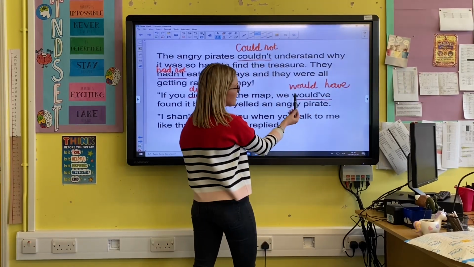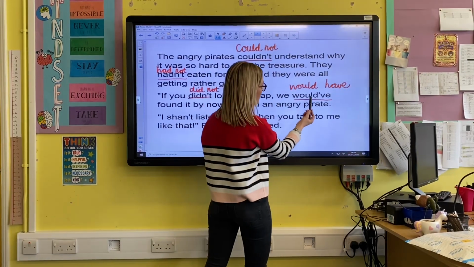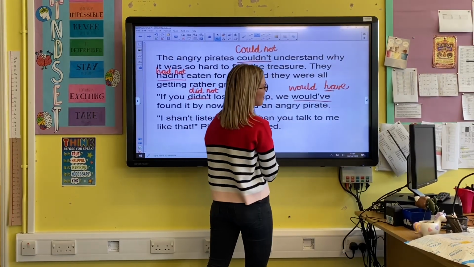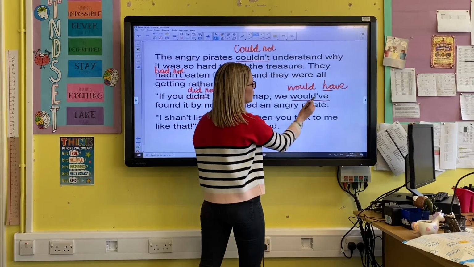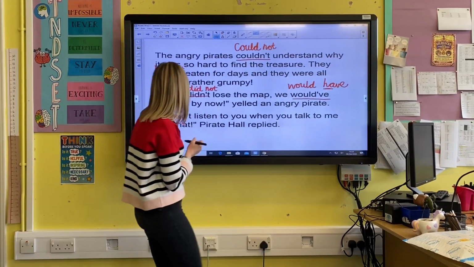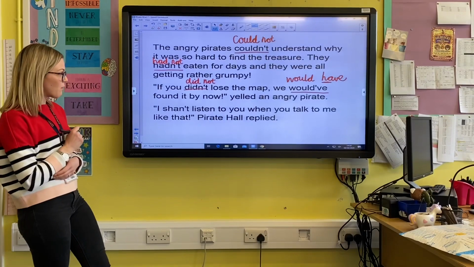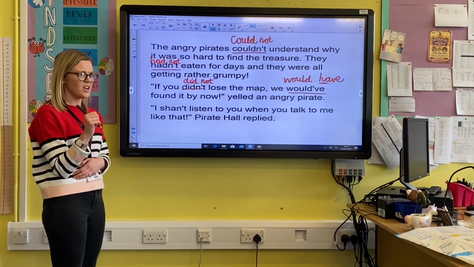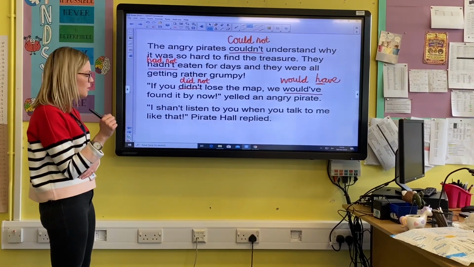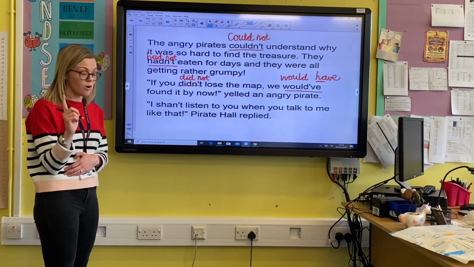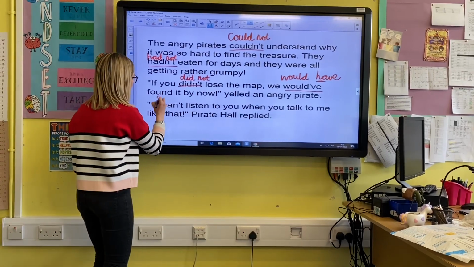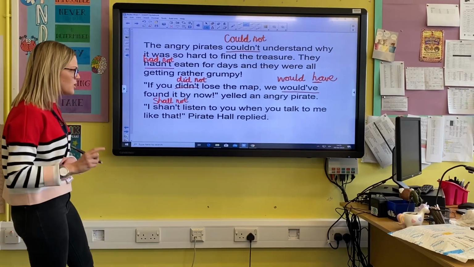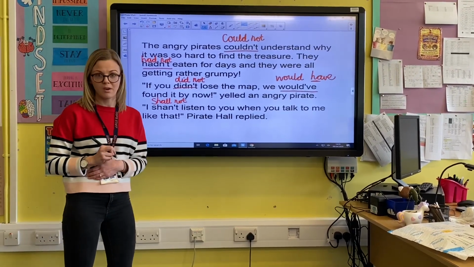So you can actually see, this is an interesting one as well, because actually the contracted form, you omit those two letters, the H and the A, okay? So would have becomes would have. Found it by now, yelled an angry pirate. I shan't. It's that tricky one again. Remember, you can't say shall not, that doesn't make sense. So what could it be? Shall not. I shall not. Listen to you when you talk to me like that, Pirate Paul replied.